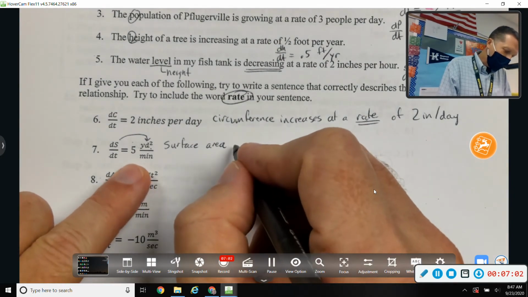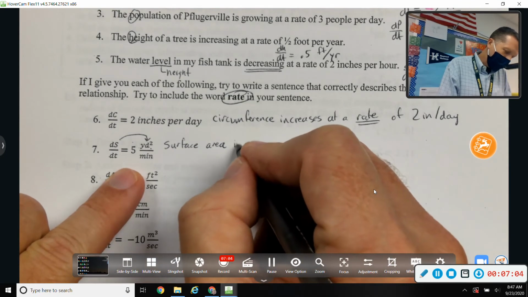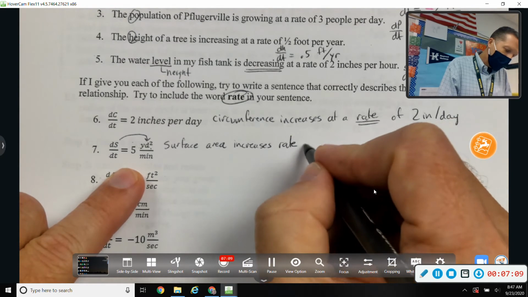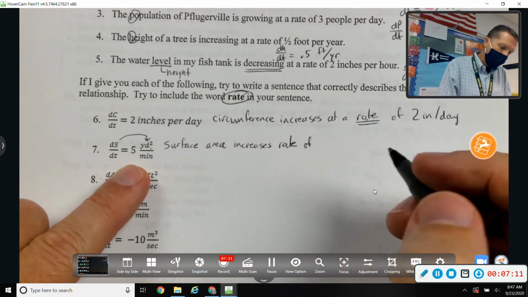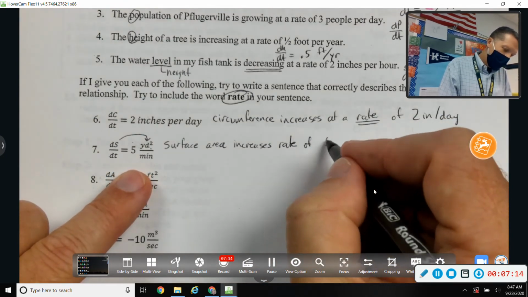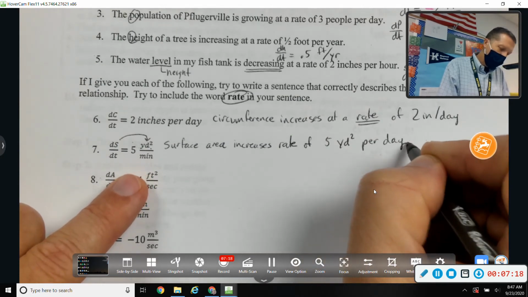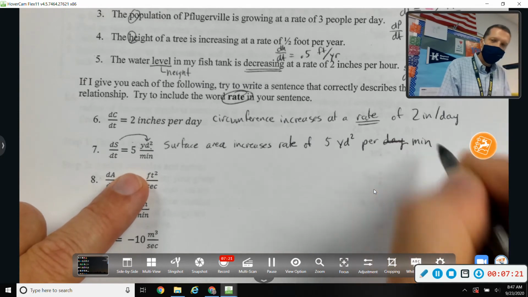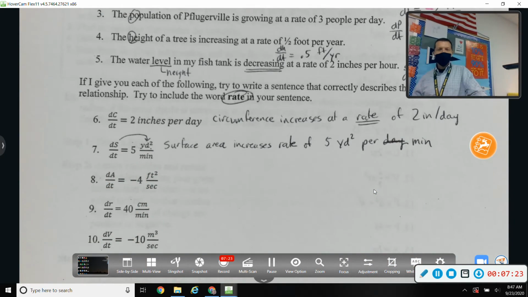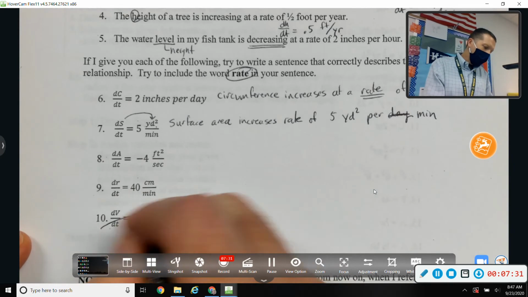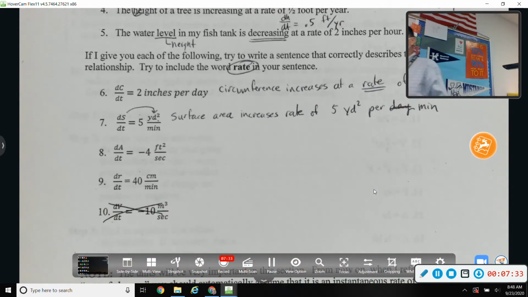So surface area, it's positive, so increases at a rate of, I'm just going to get really sloppy on my English here, 5 yards squared per day. Nope, whoops, got to read carefully here. Yards squared per minute. The last one was per day, this one's per minute. Try the next two. You don't need to do the last one. That's enough examples. Try the next two.